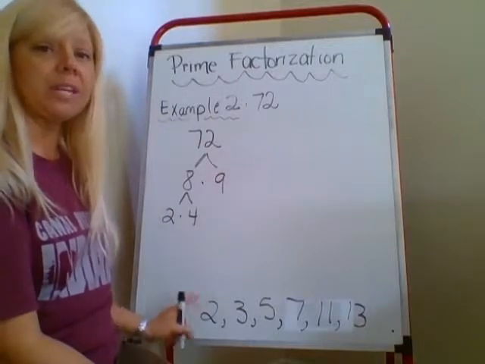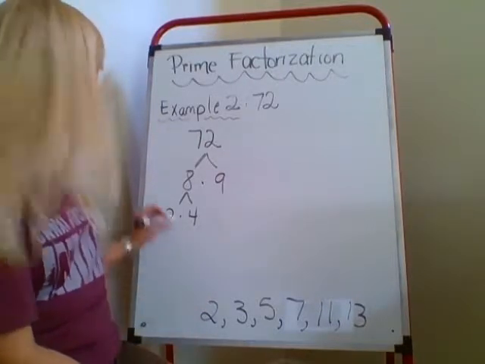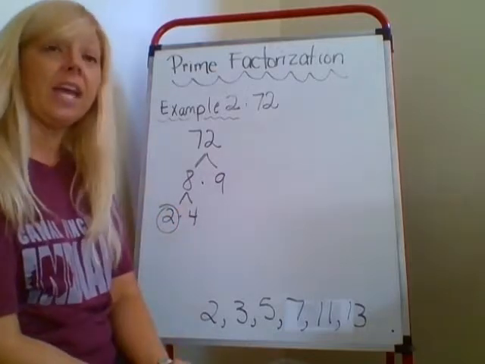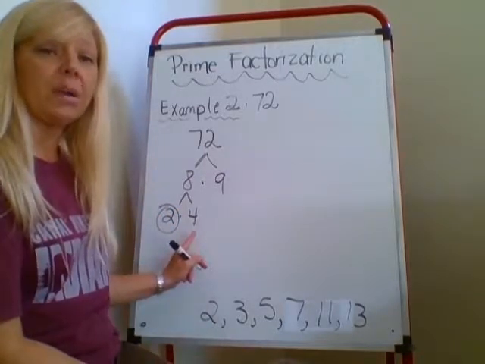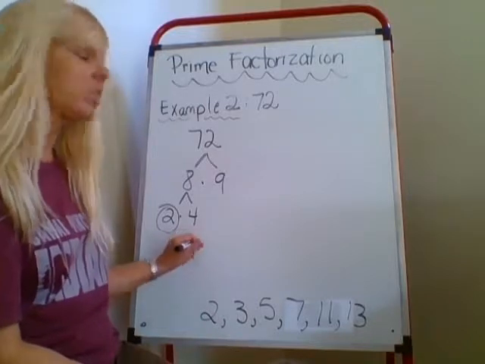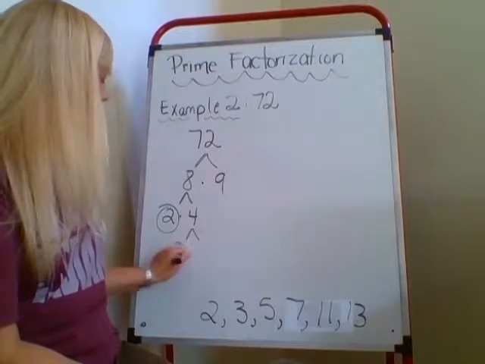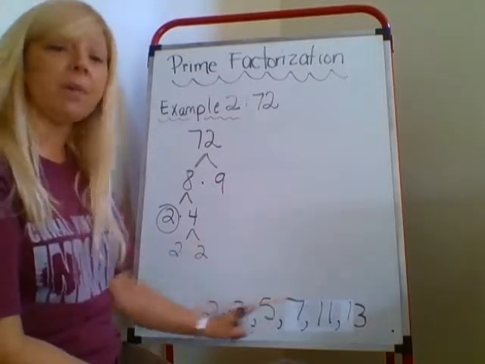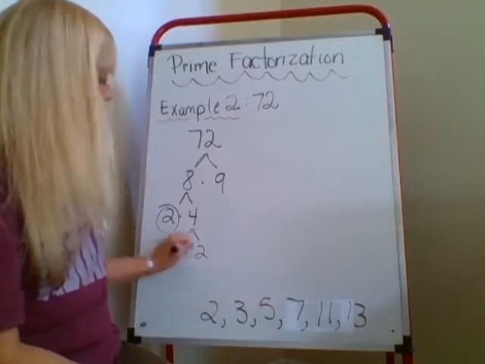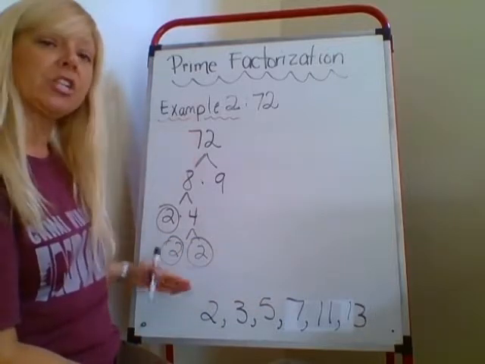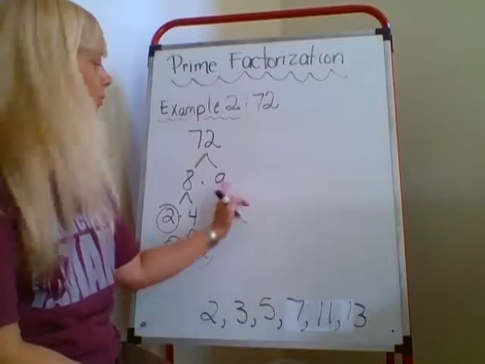Okay, 2 is in my prime factor list, so I go ahead and circle the 2. Okay, and then I go ahead and take 4 and I break that apart into 2 prime numbers. I know that 4 is 2 times 2. 2 is in my prime factor list, so I go ahead and circle both of those. So that part of my tree is done. Okay, moving on to 9.